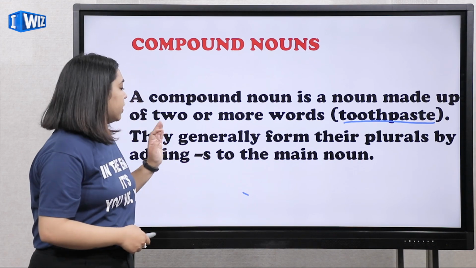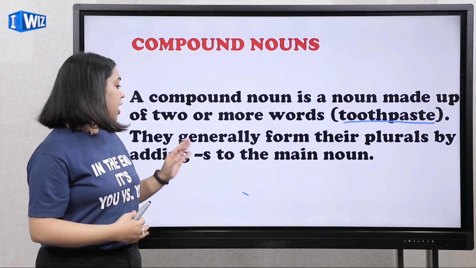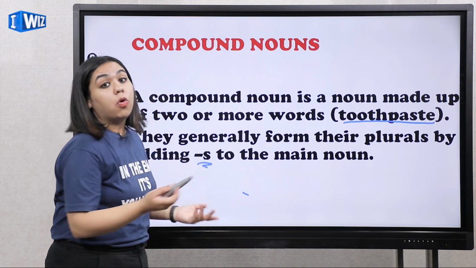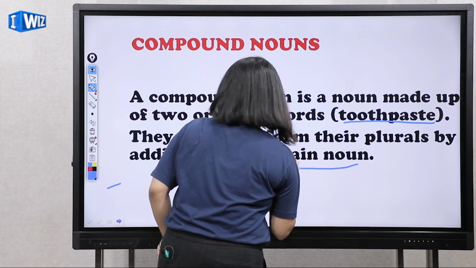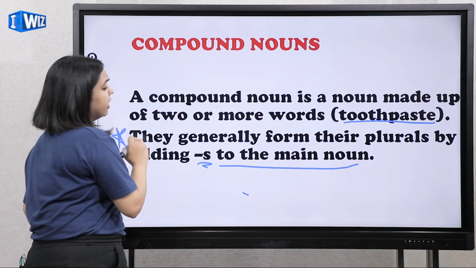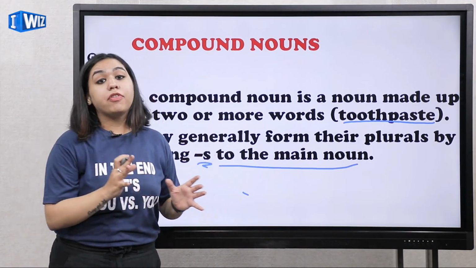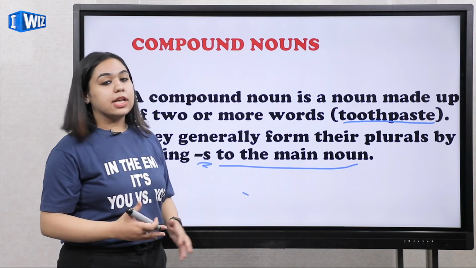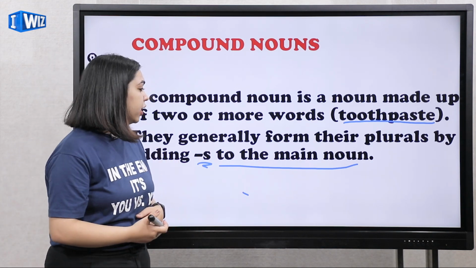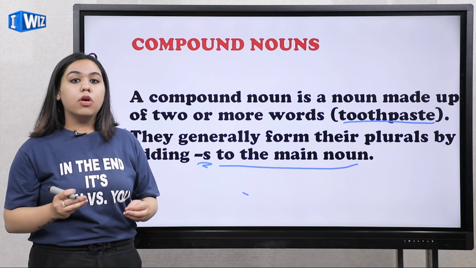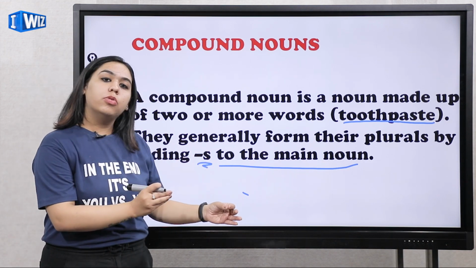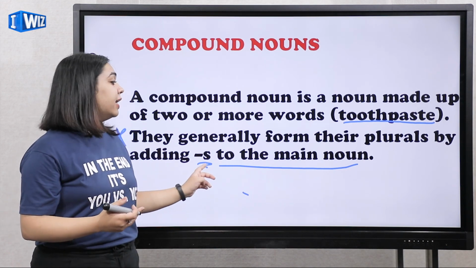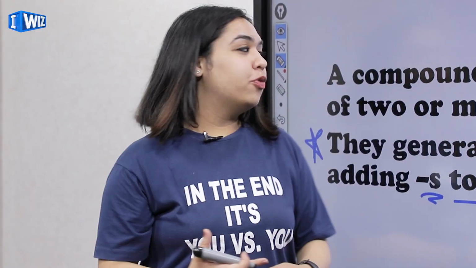Okay, so now the next point about compound nouns, and it is they generally form their plurals by adding s to what? To the main noun. Now guys, this point is really important. This is the point whereby I find many people doing the same mistake or getting confused about. We'll be discussing this now in a couple of seconds, okay? So just keep it in mind that whenever you are converting compound nouns into plural, you are going to add s, but to what? Yes, you are going to add s to the main noun. Let's move forward.